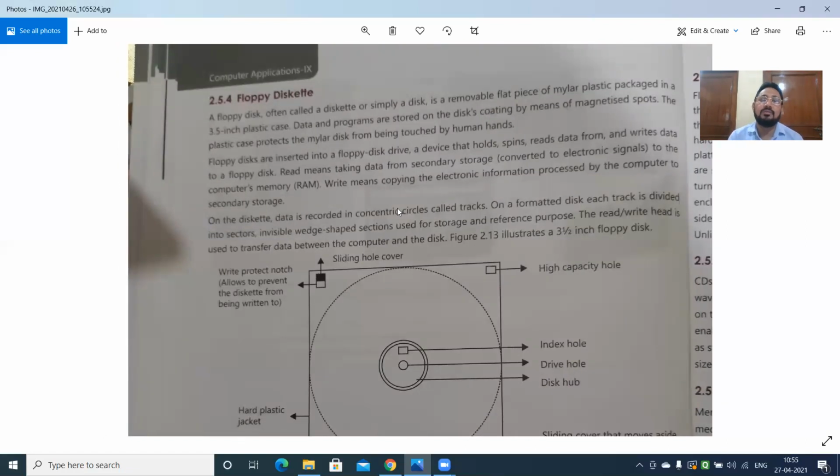A floppy disk, often called a diskette or simply a disk, is a removable piece of mylar plastic package. And believe me, floppies are nowadays not in use, but still it is a part of your syllabus. So just for the sake of definition, you learn it. When school opens, I have kept some floppies for you. I will show them to you. Or some people may have floppies at their home. They can see.